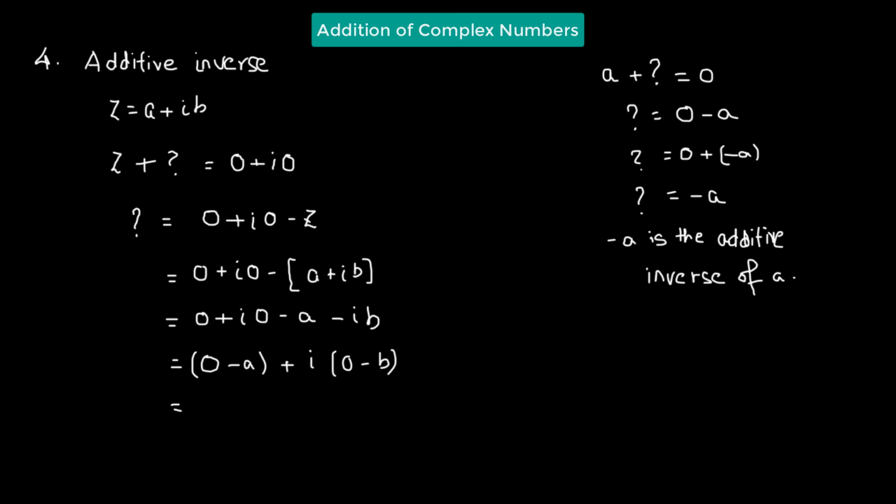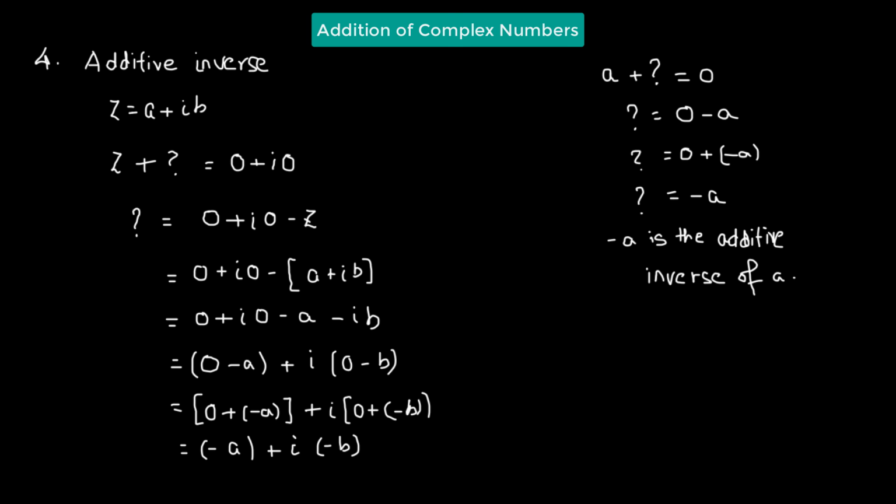So 0 minus a can be rewritten as 0 plus minus a, plus I times 0 plus minus b. Now we know that 0 is an additive identity, so that gives us negative a plus I times negative b. So this is our complex number, negative a plus I times negative b, and this is going to be the additive inverse of a plus ib.